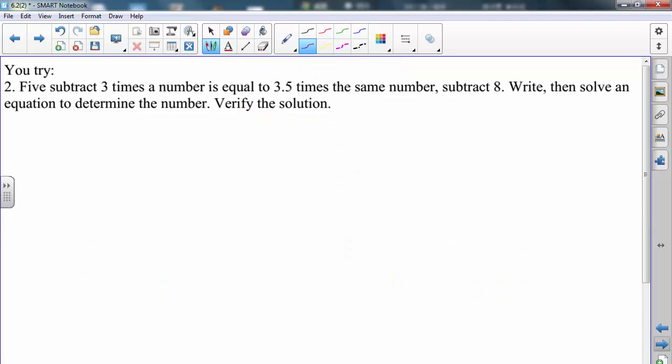This time, I hope that you guys can have a try to read the question and try to write an equation and solve for the equation for the problem. Of course, don't forget to verify the solution before you draw a conclusion. Let's read the question first here.